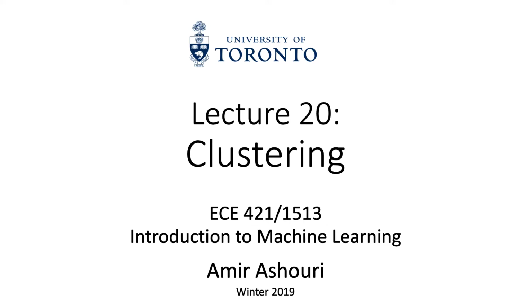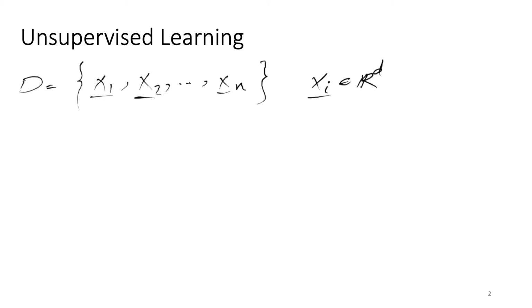We start with clustering, so we shift our focus from supervised learning to unsupervised learning. In the next section we're going to have density estimation and other techniques related to unsupervised learning. So let's have a recap of unsupervised learning. We have a set of data in a vector space, x1 up to xn, and all those xi's are in d-dimensional space R^d. We call this our data set, capital D.